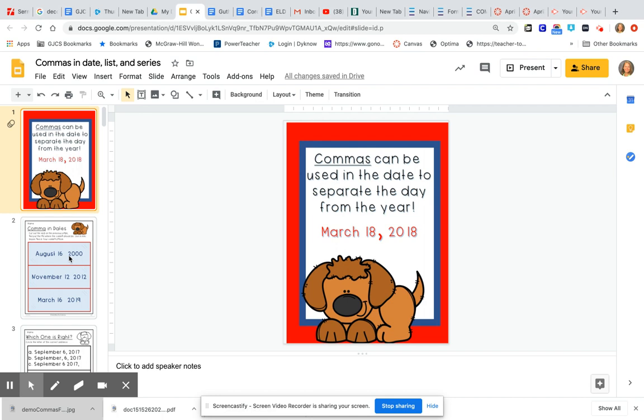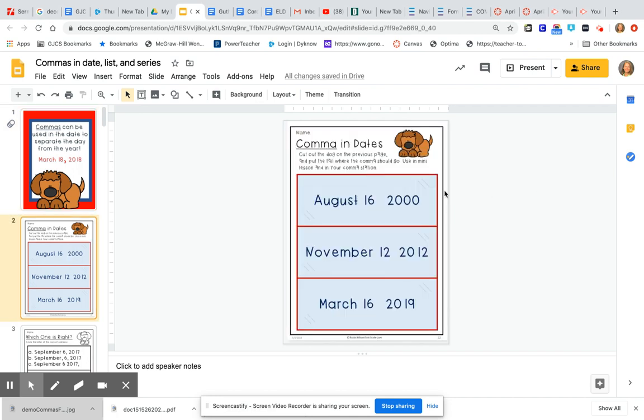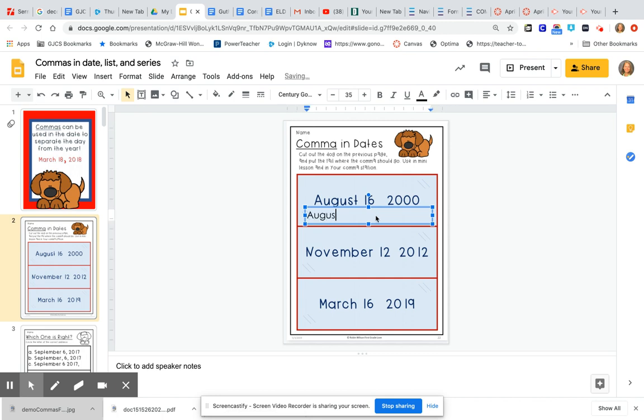So if I have these dates, you'll notice I have August 16th, 2000. So when I write this, first of all, I'm going to make sure that my A is capital in the word August. I'm going to do a space on my space bar. I'm going to put 16, and then I'm going to put a comma after the day of the month. The comma on your keyboard is right by the letter M in the bottom row. And then I will put a space again, and then I'm going to type the year 2000.